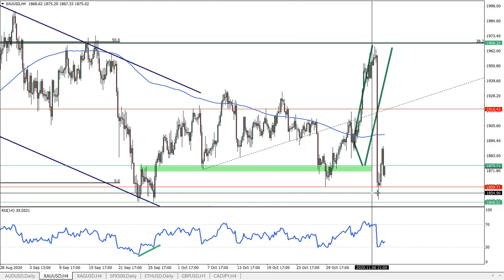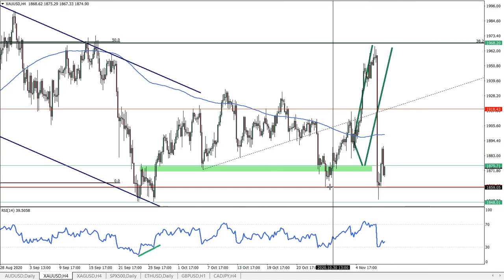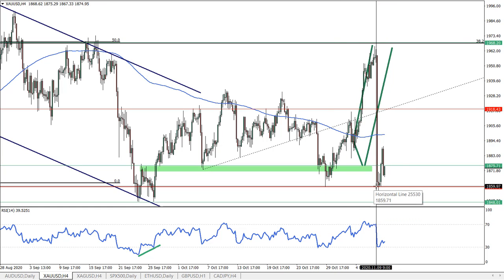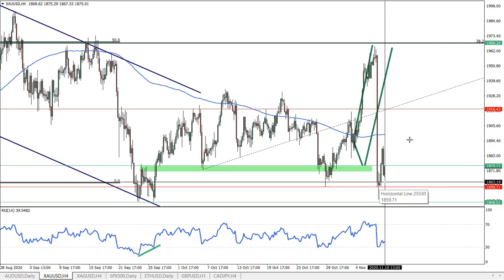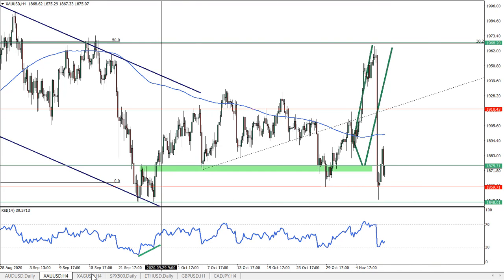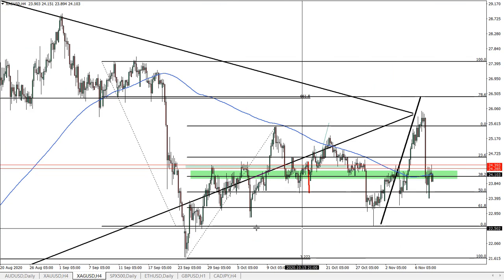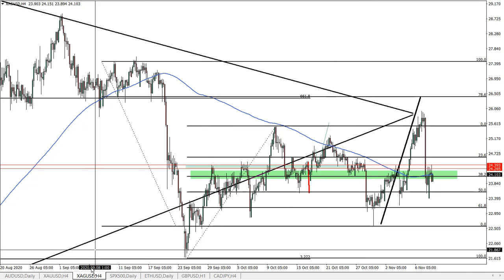Gold remains valid as long as the price is above this low, because here was a spike, failed to close. So yesterday we were speaking about 4-hour needs to hold this support. It did hold it, which means the forecast remains valid, expecting the move to the upside. Silver, same, expecting the move to the upside to continue as long as this support holds.